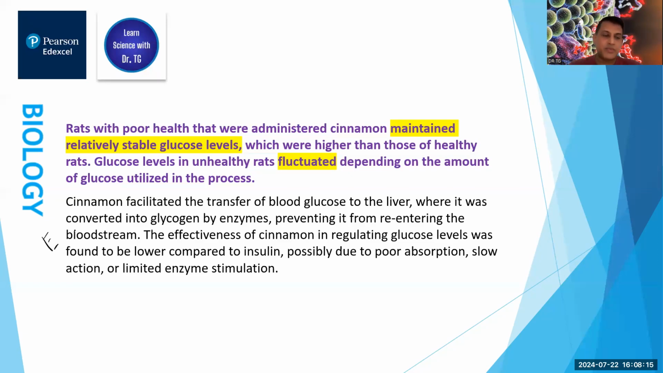The explanation: cinnamon facilitated the transfer of blood glucose to the liver, where it was converted into glycogen by enzymes, preventing it from re-entering the bloodstream. The effectiveness of cinnamon in regulating glucose level was found to be lower compared to insulin, possibly due to poor absorption, slow action, or limited enzyme stimulation. It has an effect, but not that great an effect, but still it can regulate glucose level. This is because it can still do a certain level of enzyme activation, absorb, and then convert to glycogen, but this effect is not as great as insulin.